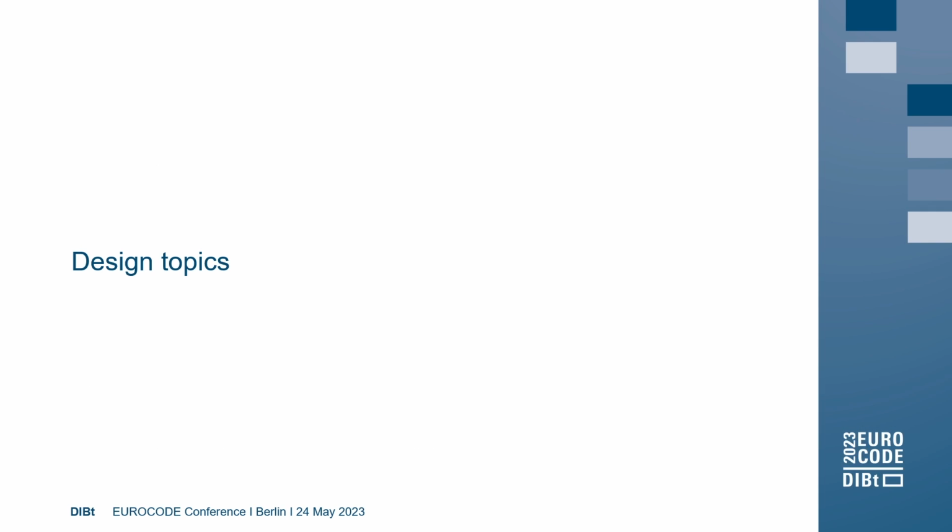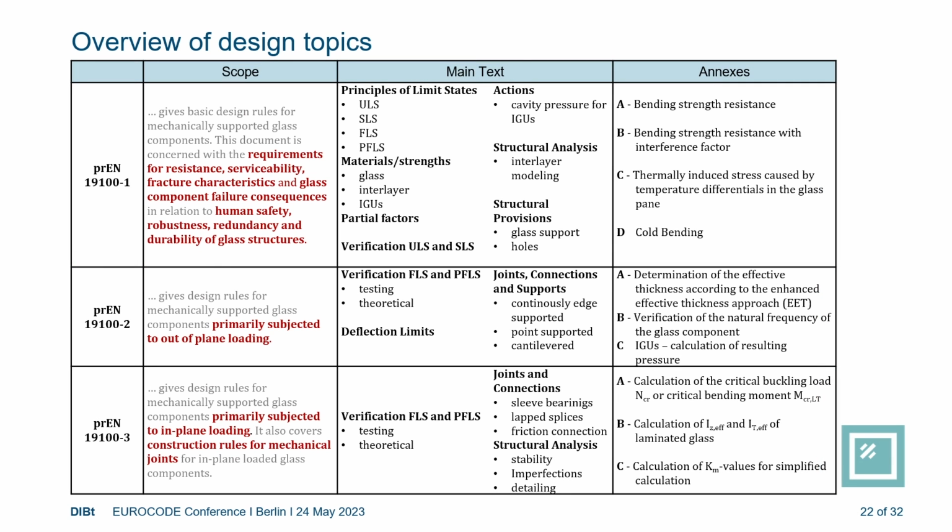Now some design topics. I give you an overview here, of course. There are many. Of course, we are very, very busy, so that's the result. In the first part, we are explaining and regulating the principles of limit states. We're explaining material strengths, partial factors, and the verification routes and stress design in ULS and SLS. Actions, for instance: we needed an improved rule on how to calculate the internal pressure of an insulating glazing unit, IGU, which is also very important for us.